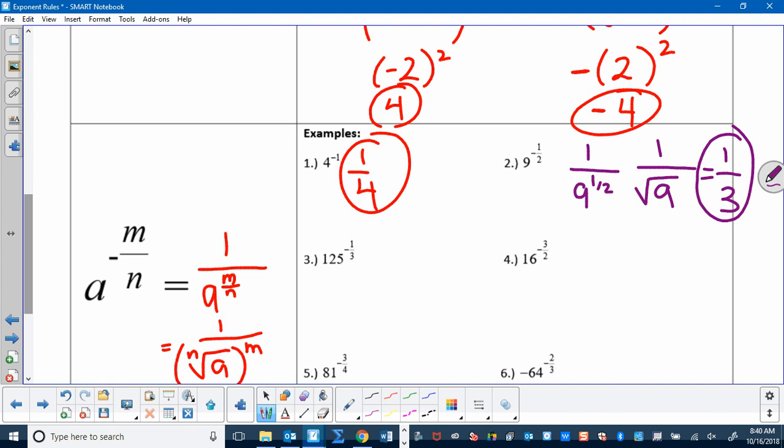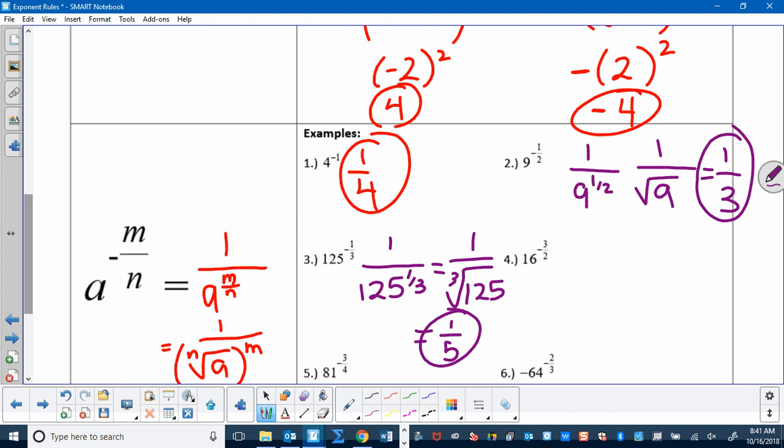Same process here. It's a negative, so where does it go? The bottom, so 1 over 125 to the 1/3. You know what the 1/3 power is. What's the 1/3 power? The same as cube root of 125. Anything that ends in a 5, the answer is probably 5. So it's 1/5.